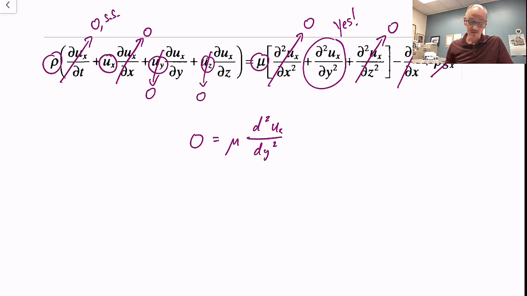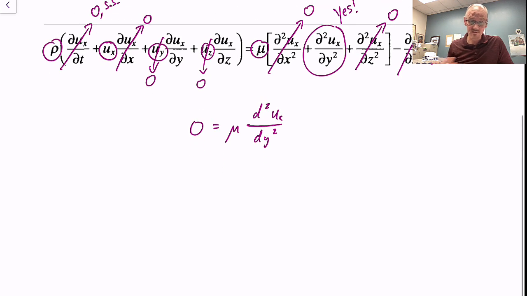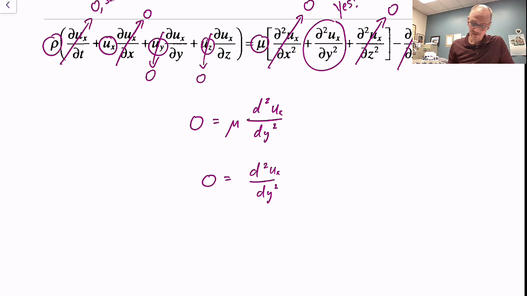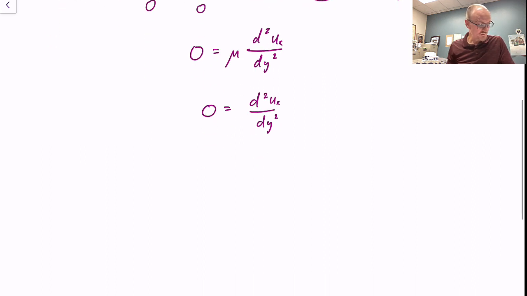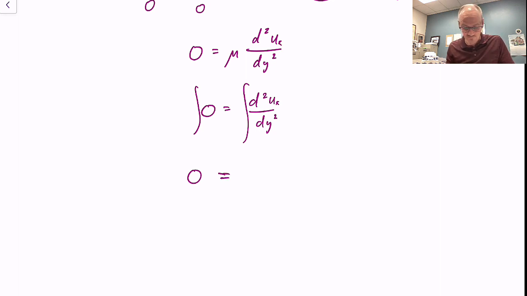That's nice. And of course the mu, we have a 0 on the left hand side, so we could divide both by the viscosity, and the mu goes away too. And we just have d squared ux over dy squared equals 0. Okay, so that's cool. Now what are we going to do with this? We need to integrate it. So we're going to integrate both sides. Integral of 0 is just 0. The integral of a second derivative is the first derivative plus a constant. So that's just going to be dux dy plus a constant that we'll call C1.